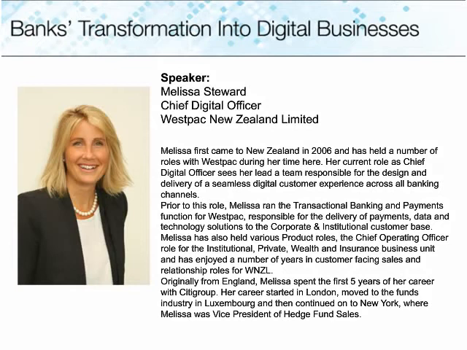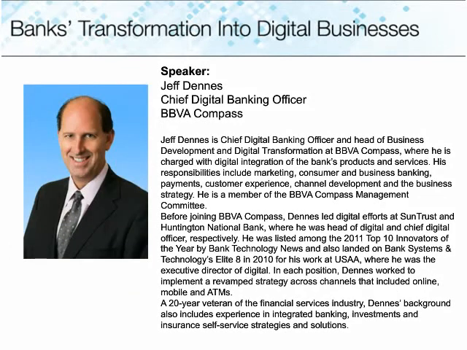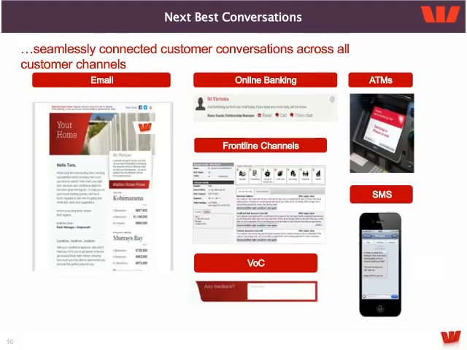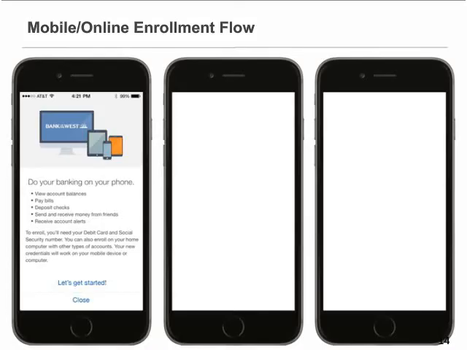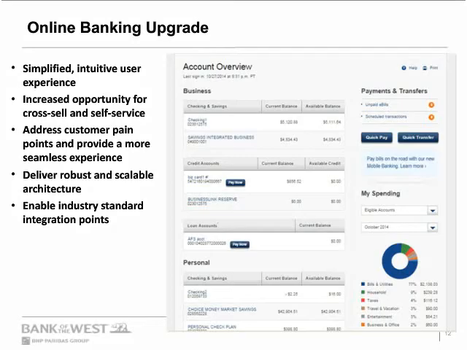And we have with us Jeff Dennis, who is Chief Digital Banking Officer and Head of Business Development and Digital Transformation at BBVA Compass. His responsibilities include marketing, consumer and business banking, payments, customer experience, channel development, and business strategy. Before joining BBVA Compass, Jeff led digital efforts at SunTrust and at Huntington National Bank, where he was the head of digital and chief digital officer, respectively.